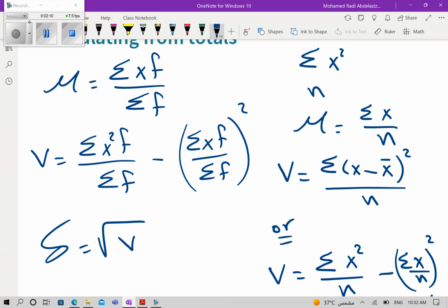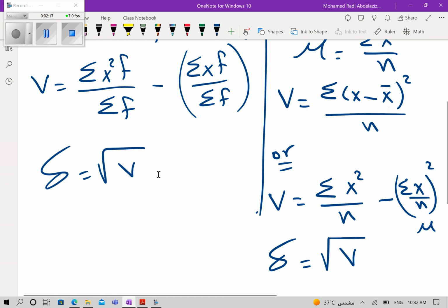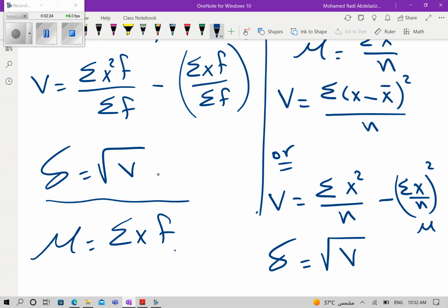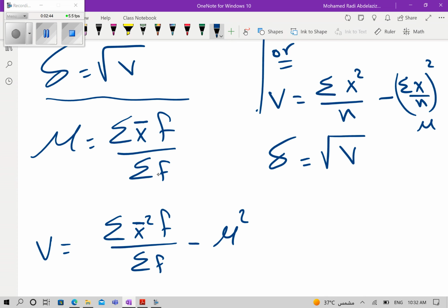But in case it is a grouped table, you have to get the mid intervals, and when you apply mu, it's sum xf over sum f, but here x represents the mid intervals. In the same way, for the variance, it is sum of x squared f over sum f, where x means the mid intervals, minus mu squared.